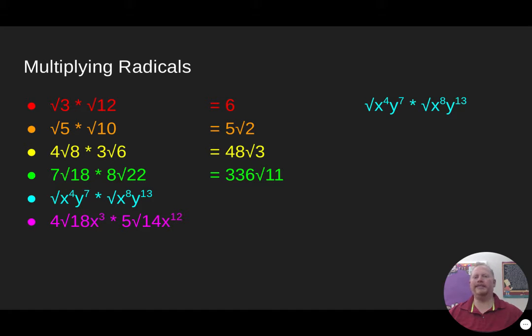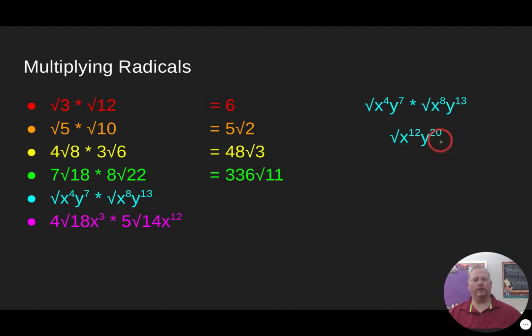Now let's try a problem that doesn't have numbers, it just has variables and exponents. So if you recall, if I multiply two variables that have the same base, all I have to do is add up the exponent. So x to the 4th and x to the 8th, if I multiply those, I get x to the 12th. And then y to the 7th, y to the 13th makes y to the 20th.